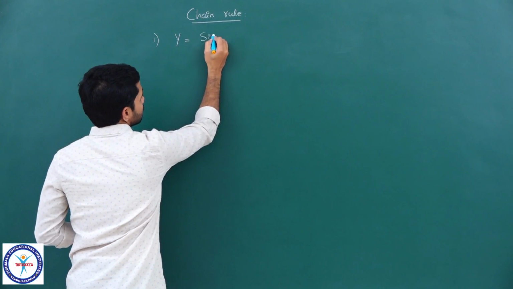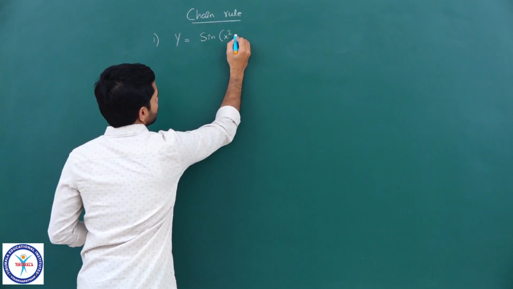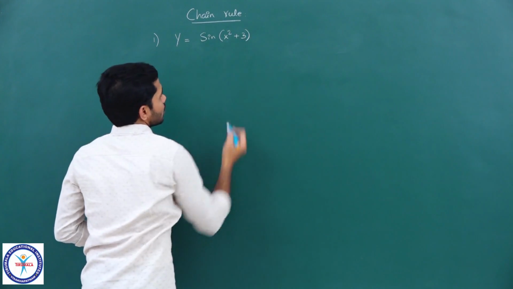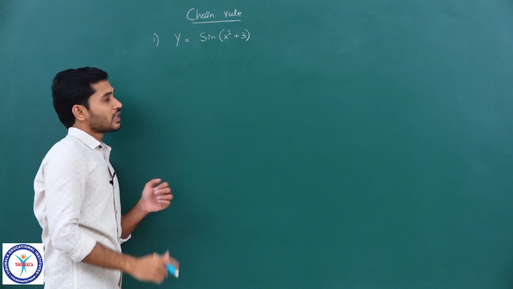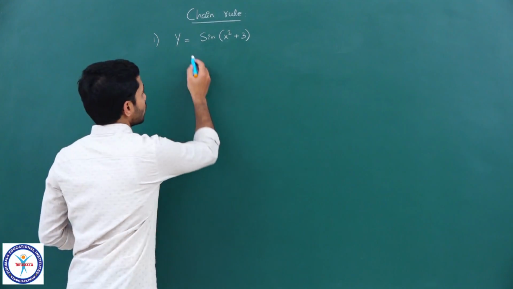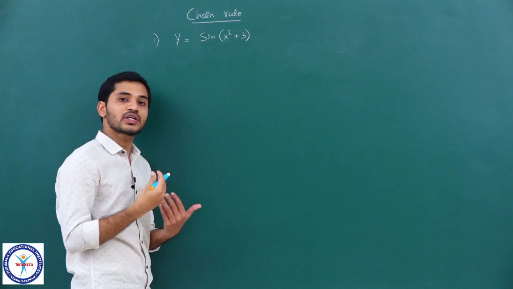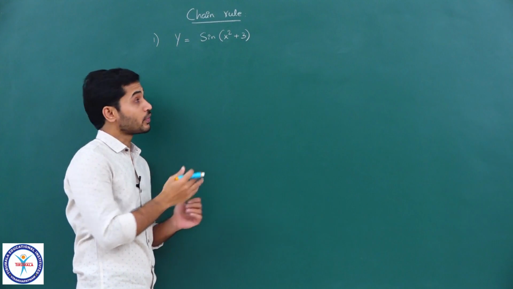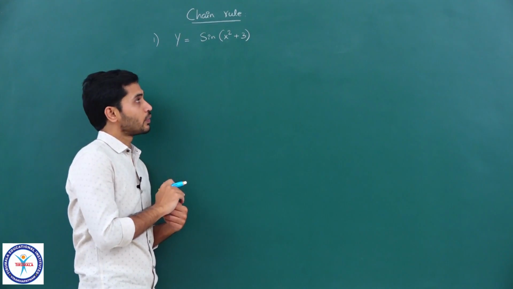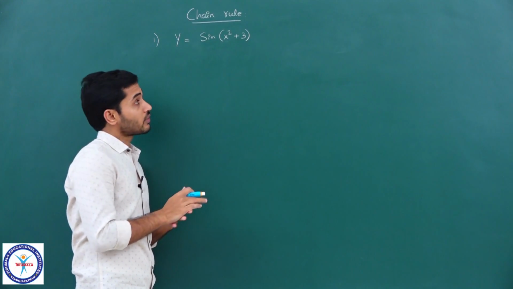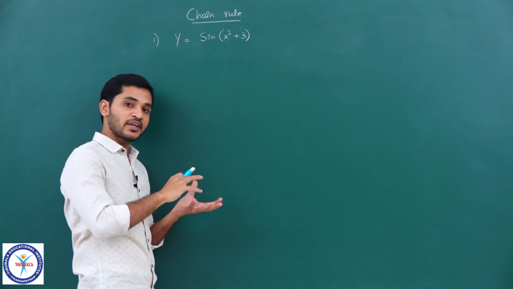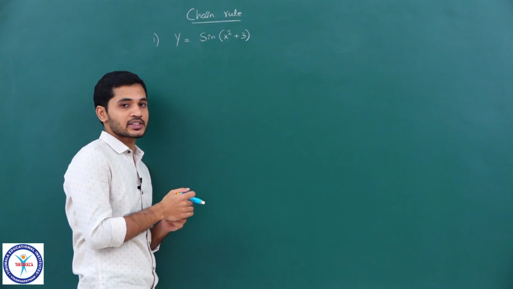So, let us consider a case where we have a function y which is given as sin of x square plus 3. Now, till now we have not discussed how to differentiate this function. We know the derivative of sin x, we know the derivative of x square, we know the derivative of 3, but we do not know the derivative of sin of x square plus 3. You understand what I am saying?